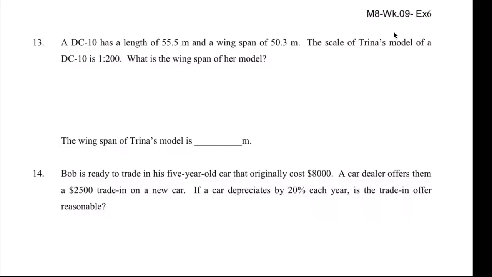Okay, so now let's look at number 13. A DC-10 has a length of 55.5 meters and a wingspan of 50.3 meters. The scale of China's model of a DC-10 is 1 to 200. What is the wingspan of our model? So we know that we're dealing with ratios here, right?